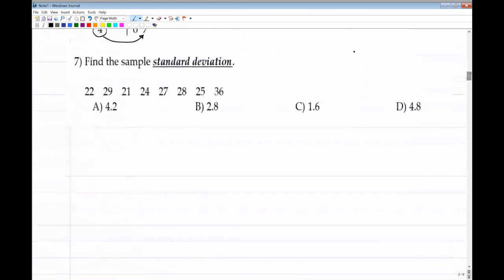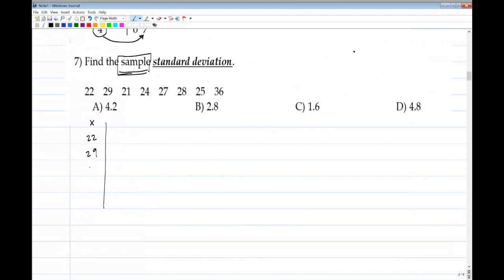So now the next problem, what we have to do is find the standard deviation, and be careful, this is the standard deviation of the sample. So now we'll go ahead and look at how we can create that. The best way is to create it using the table. So here is your x, which is 22, 29, 21, 24, 27, 28, 25, and 36. And after that, we need to find the mean.